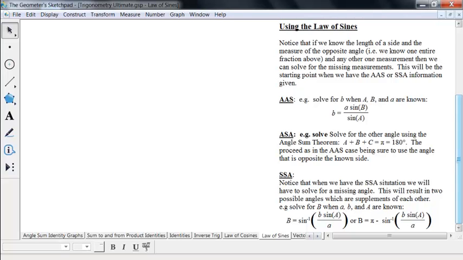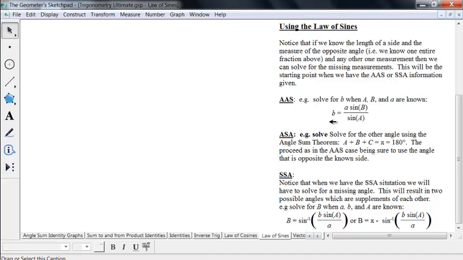So in the AAS situation, notice we know this angle and this side are both known. For example, if we're solving for side B, when we know angle A and angle B and side A. So we know both angle A and side A, so we know little a over sine A is little b over sine B, but then multiply both sides by sine of B, and we solve for b. So there's an example. And of course, you can use a similar approach to solve for any situation in the angle-angle-side situation.